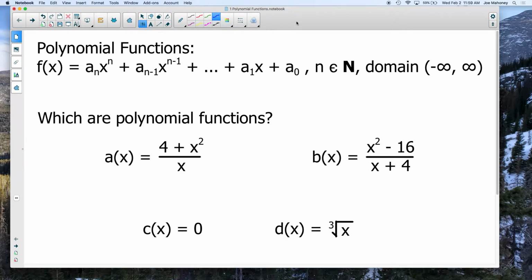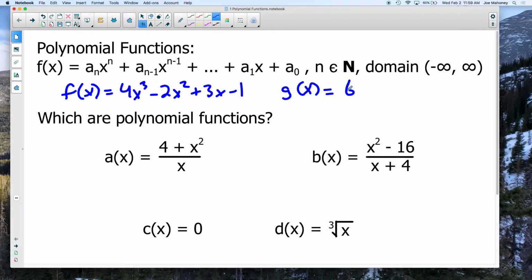Our next unit is on polynomial functions. And boy, that polynomial function you see there looks crazy. Well, that's just like the generic term of it. I mean, if you think of a polynomial function, you might think of something like f of x equals 4x cubed minus 2x squared plus 3x minus 1. Or maybe like g of x equals 6x to the fourth minus 2x. Something like that. Those are all polynomial functions.